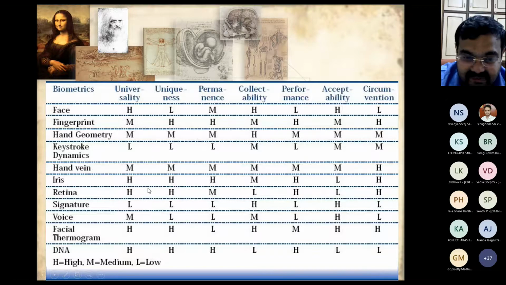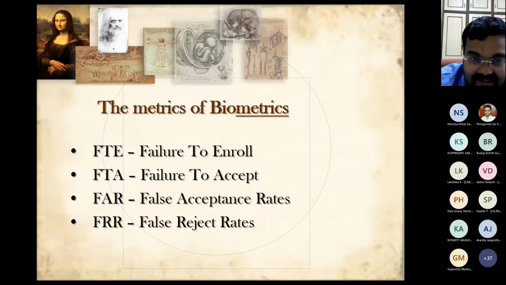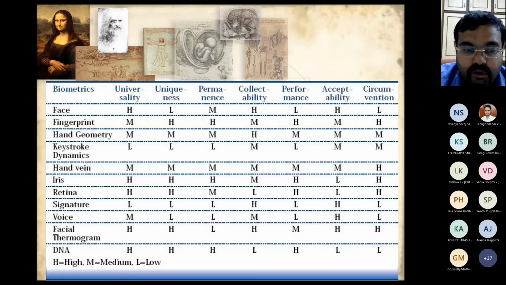Only in some features it's not the best. You can do a comparative study and find out, but my understanding is iris and retina are better than the others. That's the general understanding. And we will also see in the next class the FAR and the FRR, false acceptance rate and false reject rate. That is very low in both retina and iris. We'll see that in the subsequent classes.